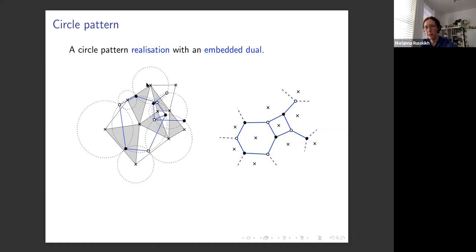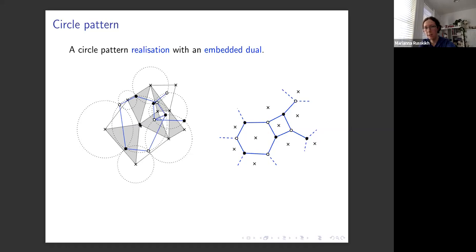However, if we now take the centers of the circle pattern of this picture, then it gives an embedding of the dual graph. So for the dual graph, it is an embedding. But the circle pattern realization for the planar bipartite graph itself is not an embedding. And we don't care about the realization of the bipartite graph itself. We only care about the embedding of the dual.